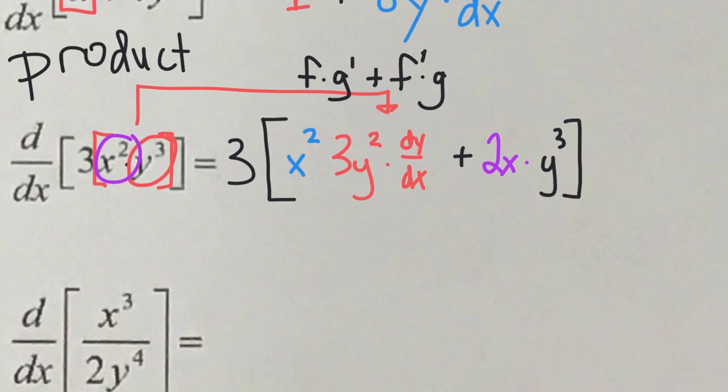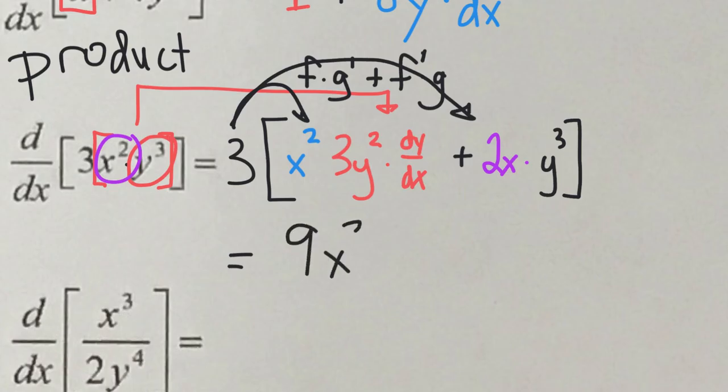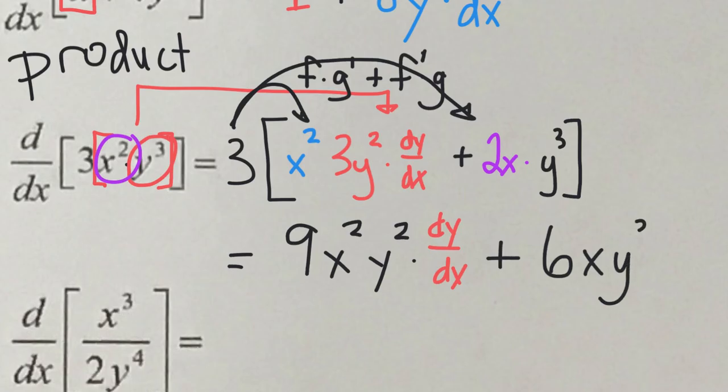Okay? So now let's multiply the 3 back in. So you're going to multiply the first terms by 3, and we're going to multiply the second terms by 3. Okay, so our final derivative is 3 times 3 is 9, 9x squared y squared times dy dx plus 3 times 2 is 6xy cubed.